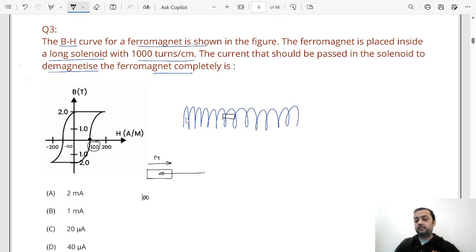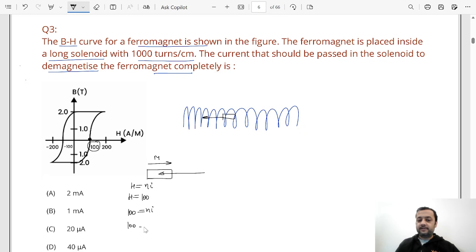Now we know that for a solenoid, the value of H is equal to nI. So if we have a solenoid in which current I is passed such that the magnetic intensity is created in a backward direction, this magnetic intensity will demagnetize this magnet. So we can say 100 is equal to nI.